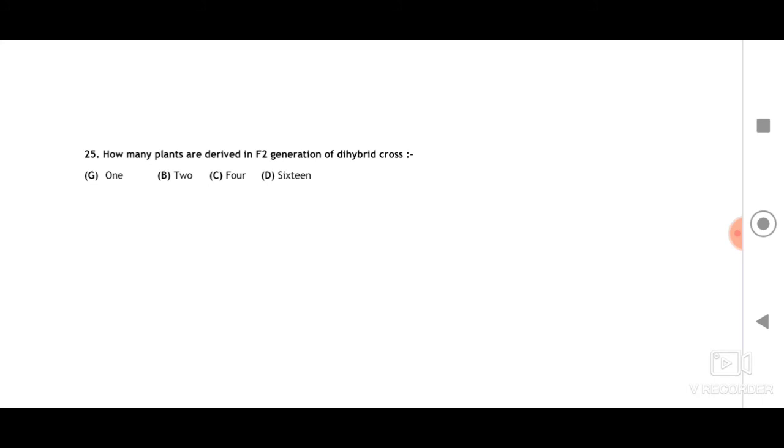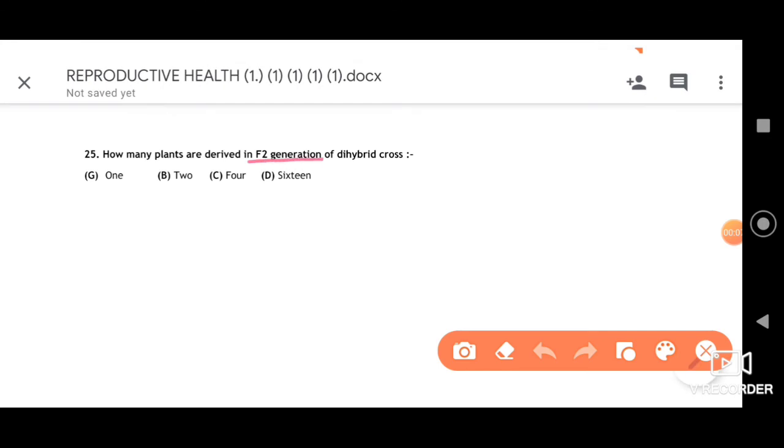The next question we have is: how many plants are derived in the F2 generation of a dihybrid cross? Already we know, dear friends, that a dihybrid cross is a cross between two parents differing in two pairs of contrasting characters. So in the F2 generation, how many plants are derived? Let me say, for example, the parents we are selecting are capital R, capital R, capital Y, capital Y, and small r, small r, small y, small y.